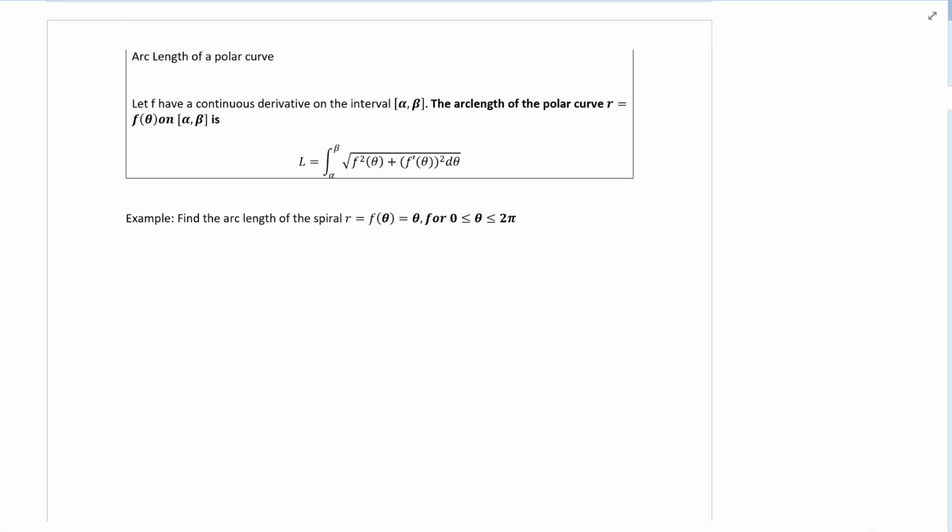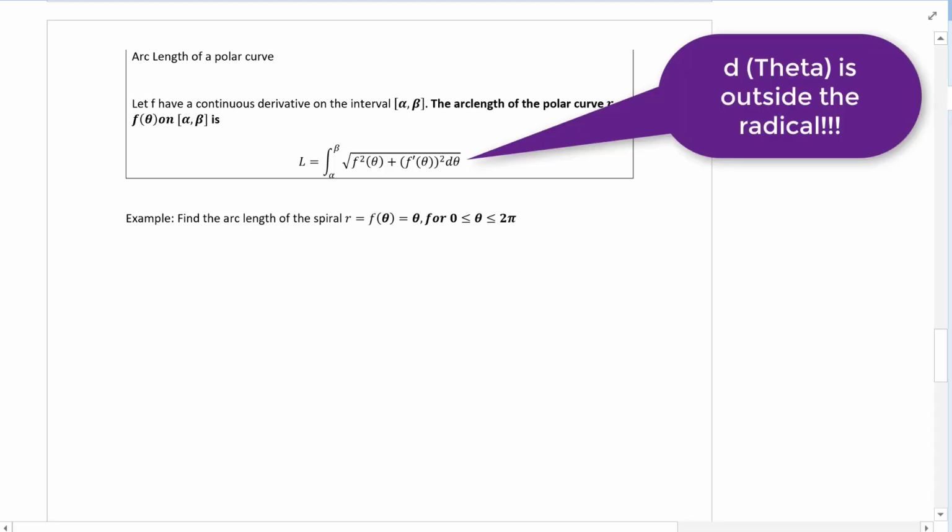And let's talk about the arc length of a polar curve. Let f have a continuous derivative on the interval alpha beta. The arc length of the curve is given by the integral from alpha to beta of the square root of f squared of theta plus f prime of theta squared, d theta. D theta is outside of the radical.